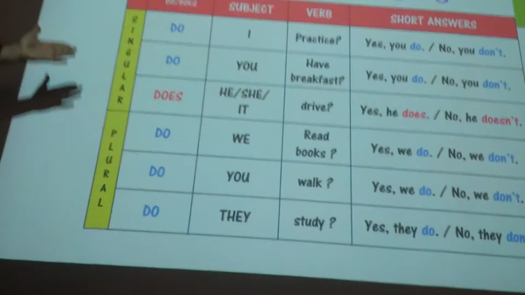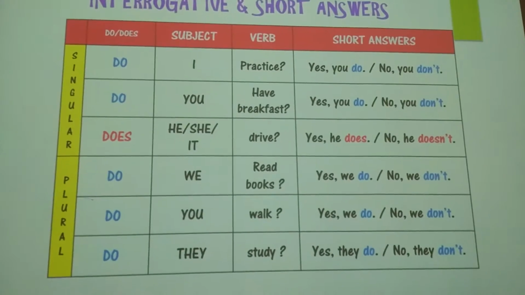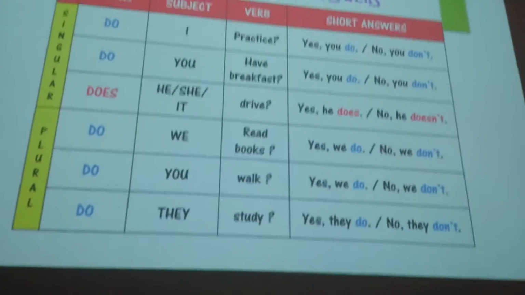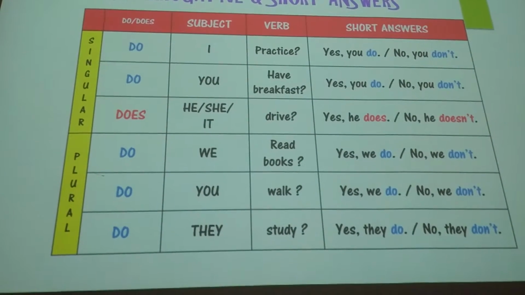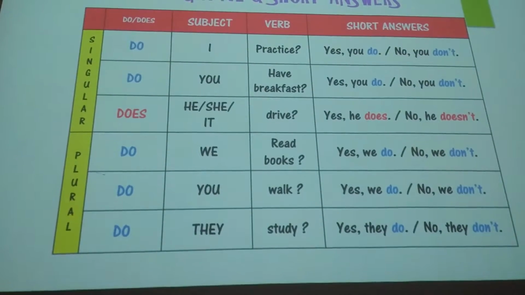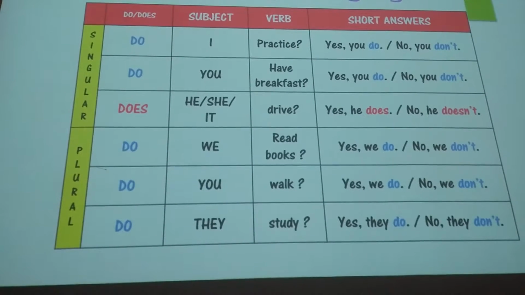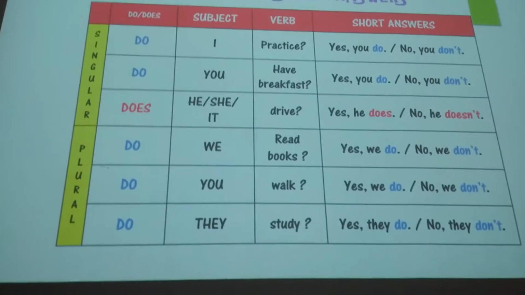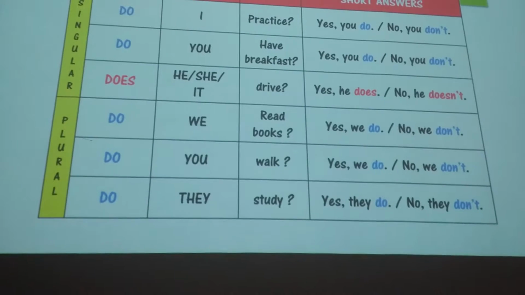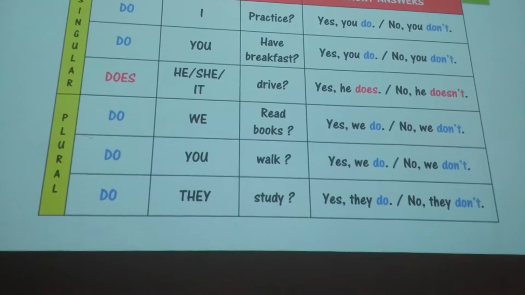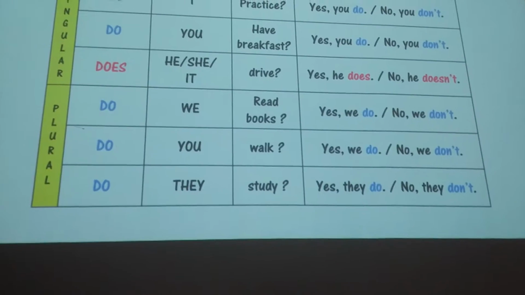Questions are the same, with the auxiliary. You can ask a yes or no question, or you can ask a specific question. When you are asking a specific question, you need to use a question word, right? And the question words are how many, how much, where, when, who, what, why. What, where, when, why, how, right?